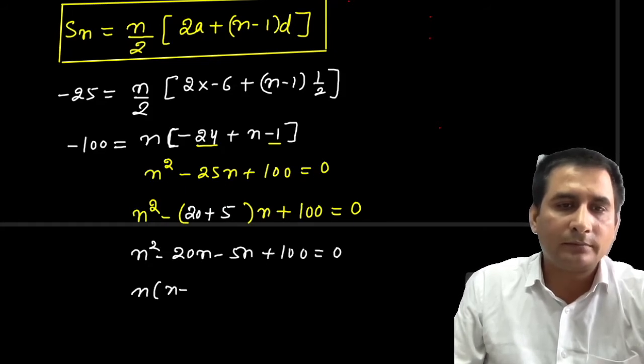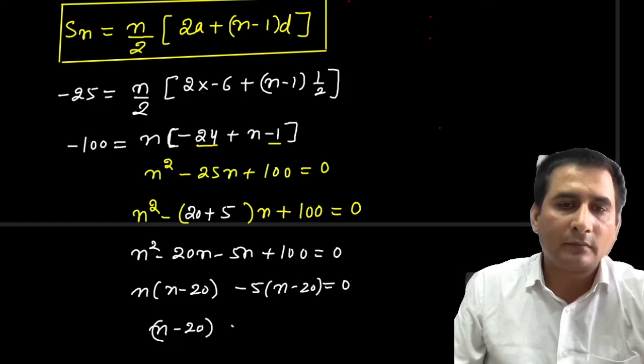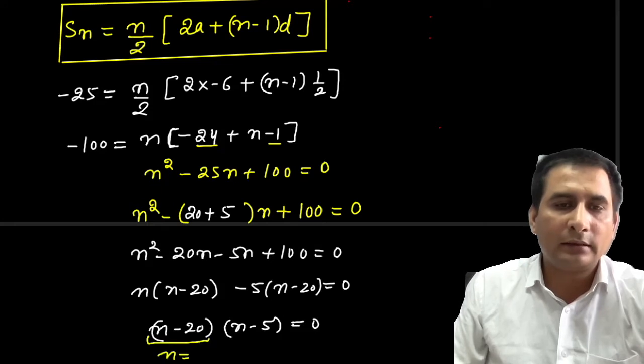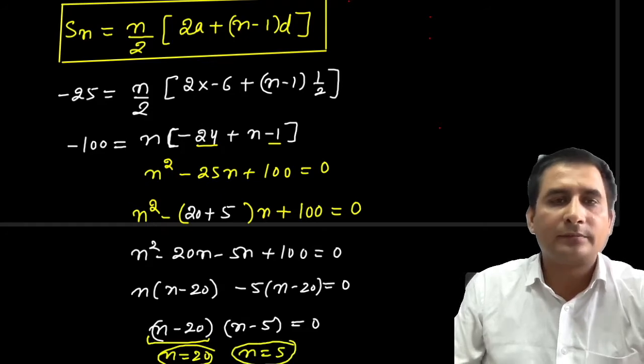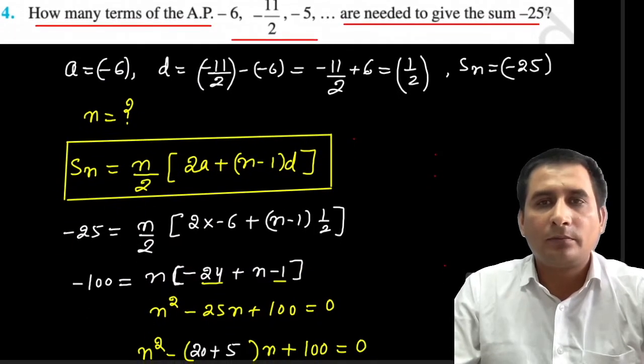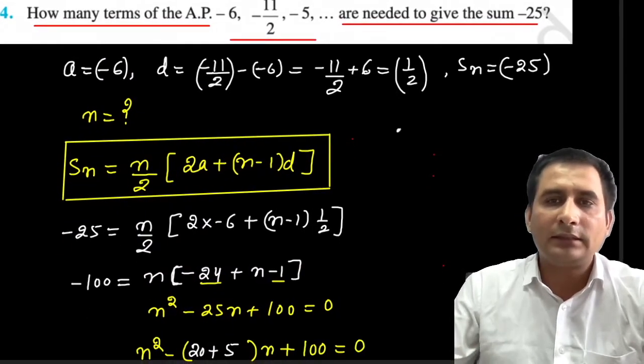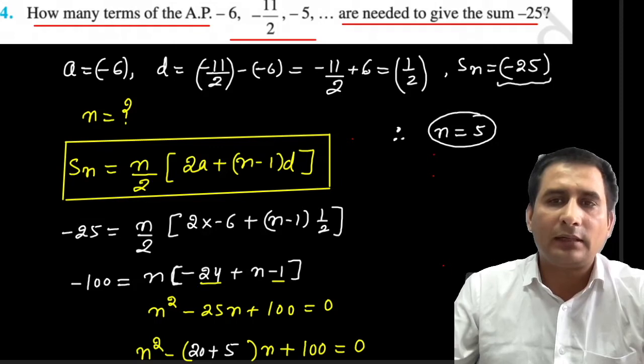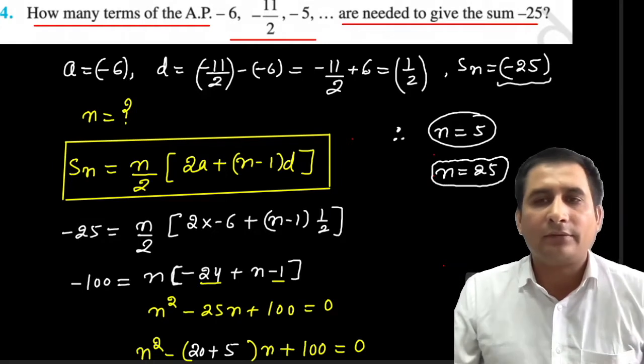So take n common. Take minus 5 common. So n minus 20 and n minus 5. So from here we have got n is equal to 20, and from here we have got n is equal to 5. So which is the right option? Is 20 the right option or 5 the right option? So both are the right options here. So the answer in this case is, if you add 5 terms the sum will still be minus 25. If you add 25 terms also, in that case also it is minus 25, right?